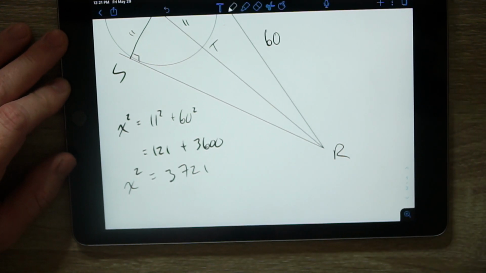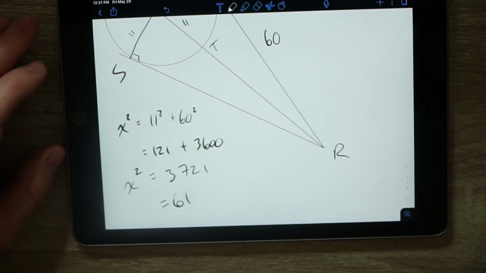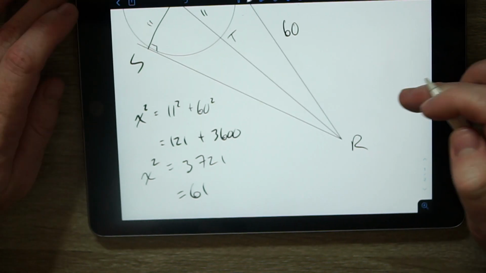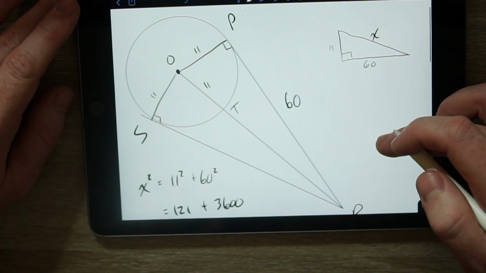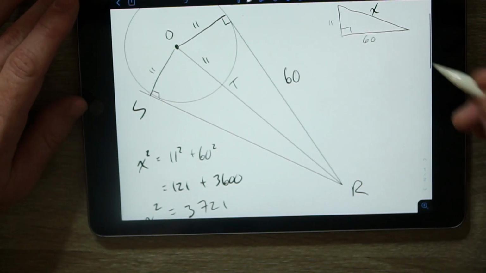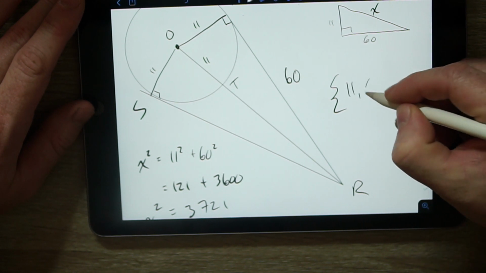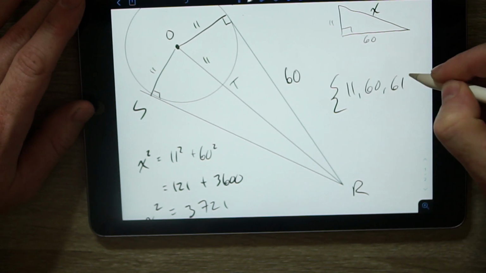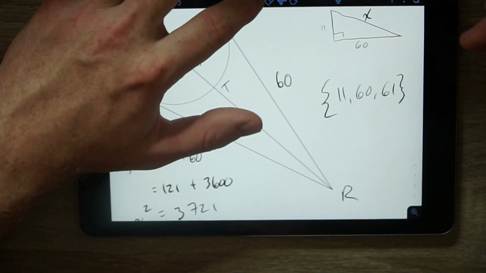And then square root of 3,721 is 61. So this brings up a really nice point that I want to make here. And there's no way that I would ever expect you to have this particular one memorized. But now we have 11, 60, 61. Have you ever heard of the phrase Pythagorean triple?